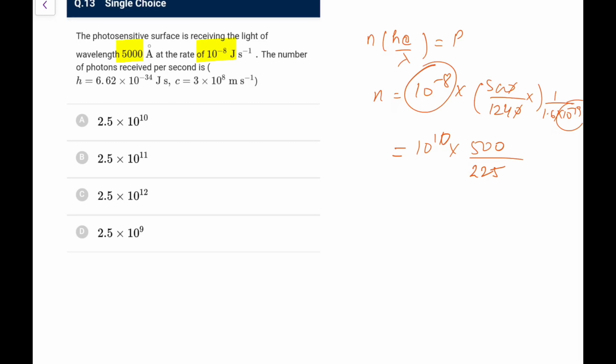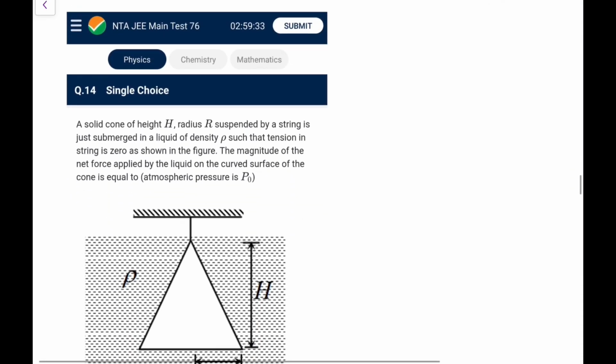So I can do 10 to the power 10 and 500, so it would be approximately 2 point something. I'll go for 2.5 into 10 to the power 10, closest will be like this.